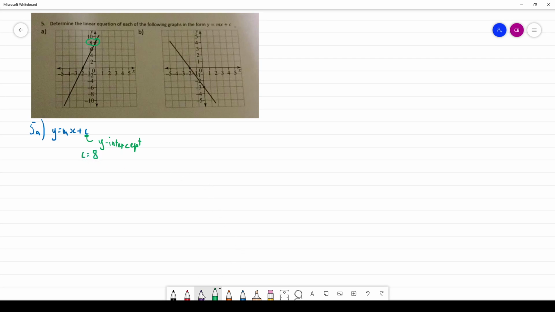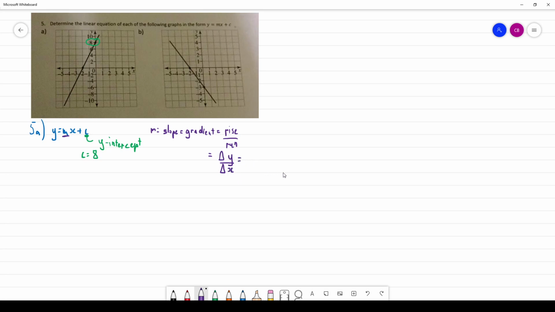Now, the next part of our equation that we've got to work out is m. Another word for that might be the slope of the line. Another way of describing it might be the gradient. And there is a formula for gradient. One way to think about it is rise over run. Another way to think about it might be the change in y, or delta y, over the change in x.